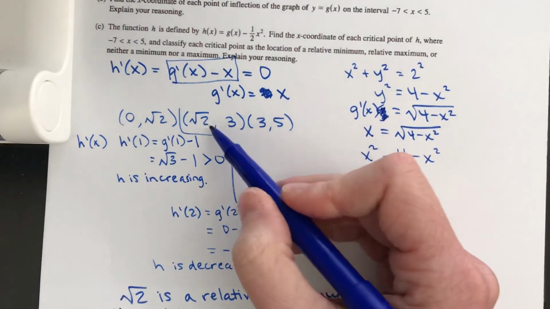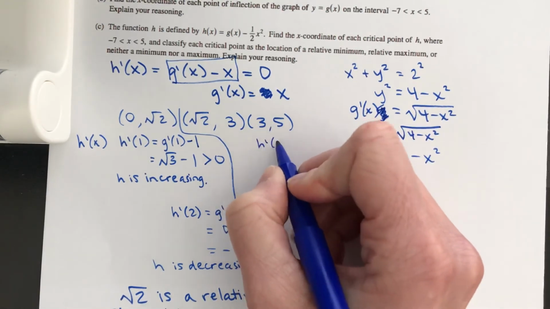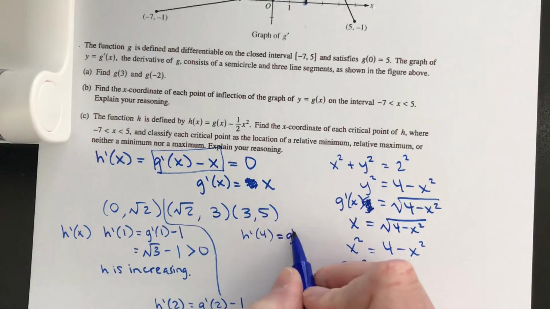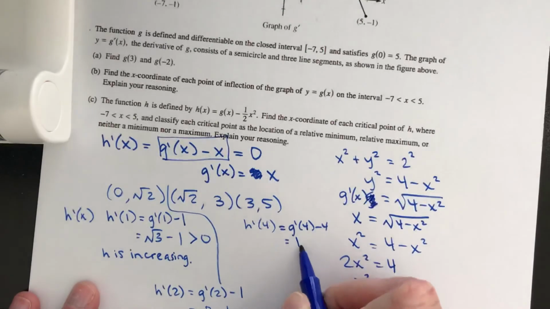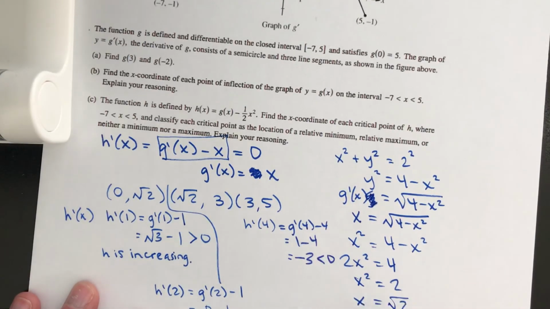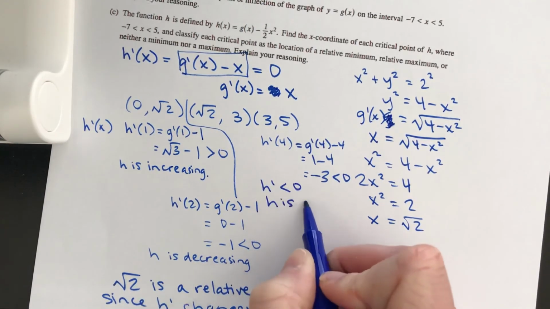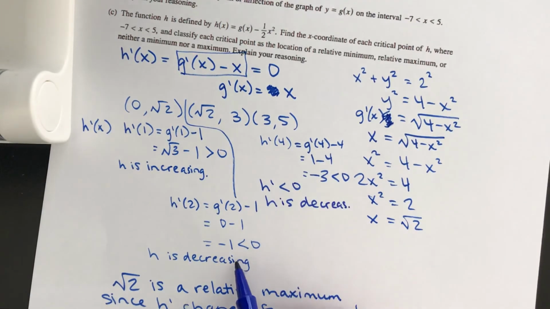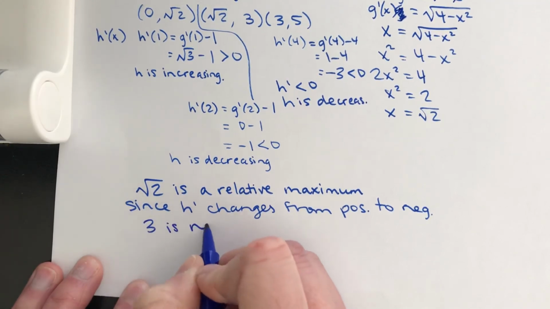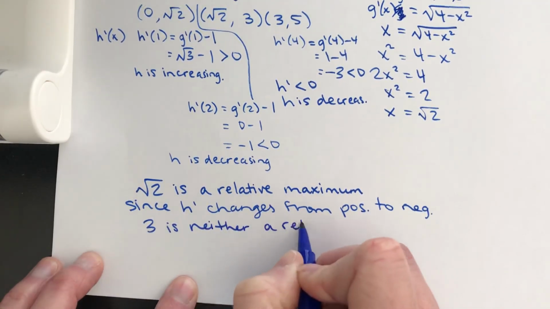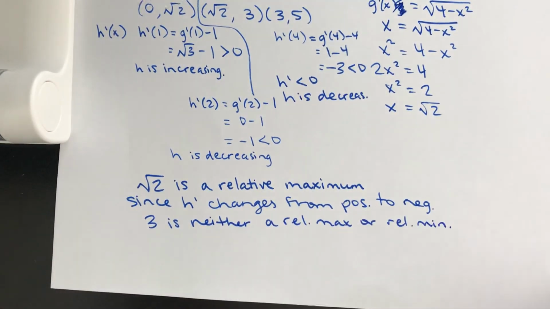In the interval before 3, our h prime is negative, so we need to find out what's happening after 3. I'm going to do h prime of 4, which would be g prime of 4 minus 4. g prime of 4 is equal to 1, and 1 minus 4 is negative, so less than 0. Since h prime is negative, h is decreasing. Since h goes from decreasing to decreasing, that tells you that 3 is neither a relative maximum nor a relative minimum. That was the first derivative test that we used.